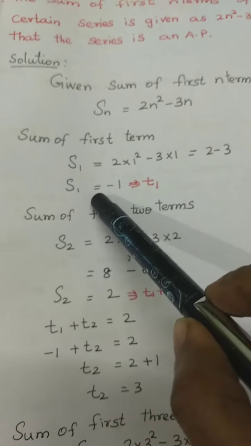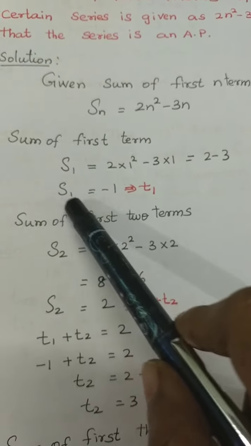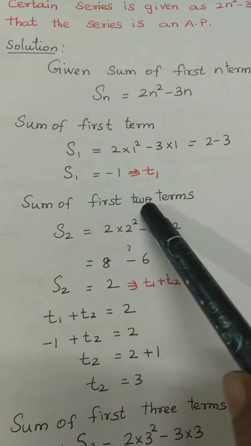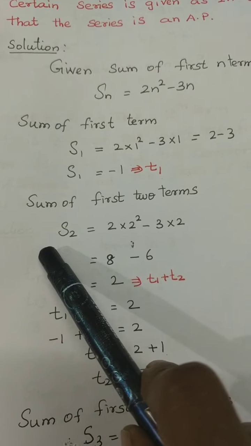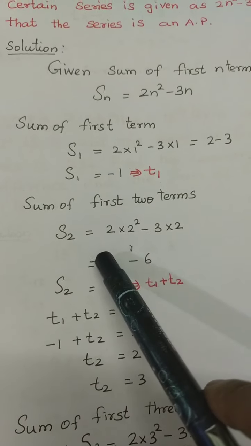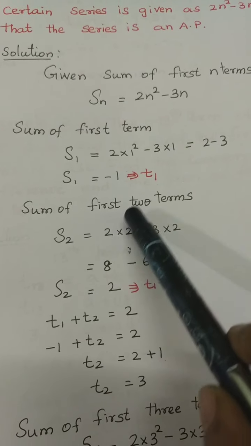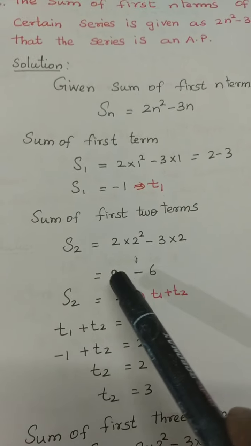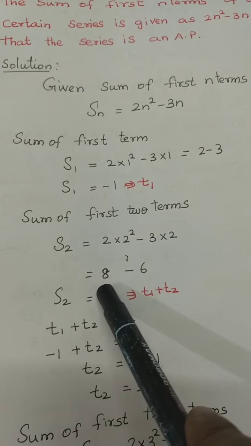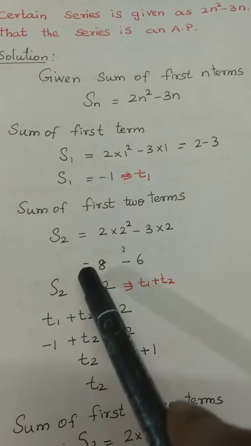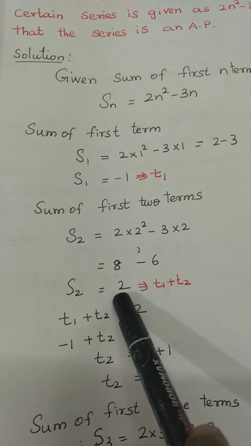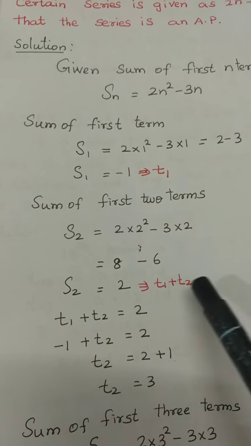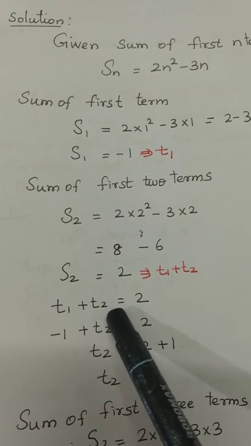S1 is equal to minus 1 means the sum of one term, that is T1. Then the sum of the first two terms, that is S2. So you are substituting in the general term 2 into 2 square minus 3 into 2. In the place of n you are substituting 2. Then it will be 2 into 2 square, 4, 8, minus 3 twos are 6. 8 minus 6, S2 is equal to 2. Here the sum of two terms is T1 plus T2. Then T1 plus T2 is equal to 2.